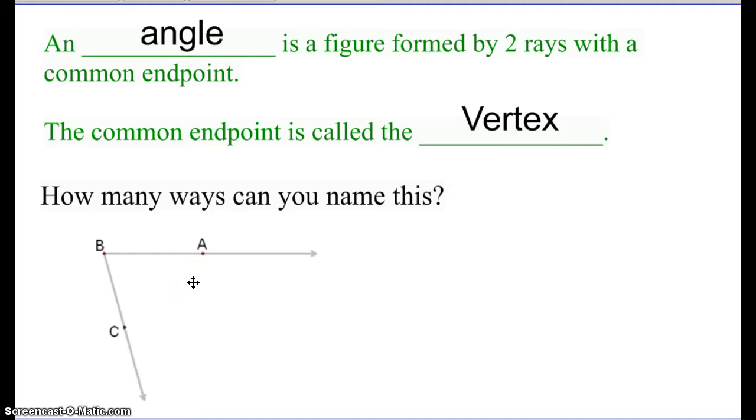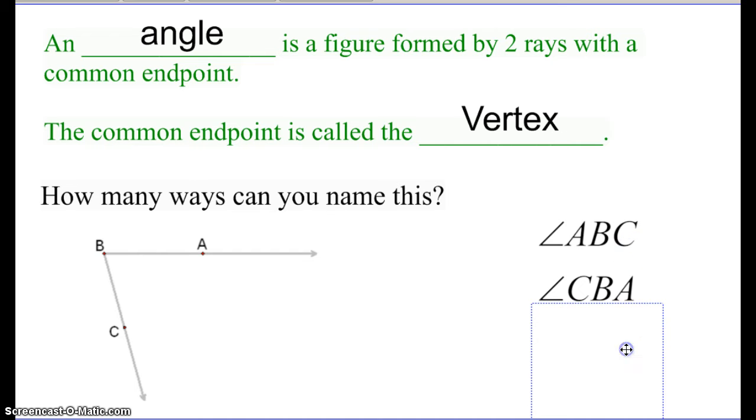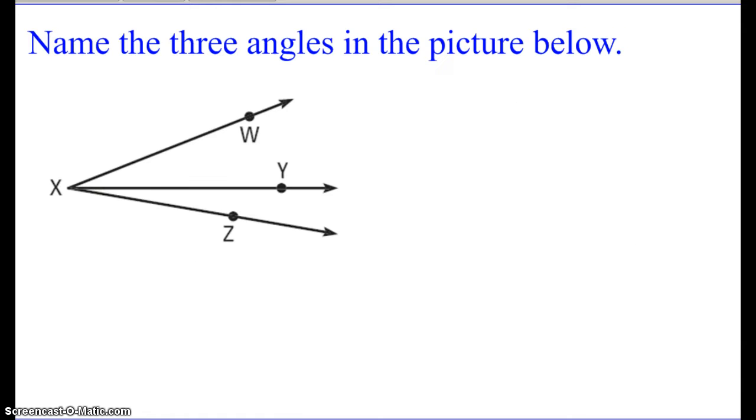And since this angle is all by itself, not connected to any other angle, you are allowed to name this angle angle B. So the three ways we can name it are angle ABC, angle CBA, and angle B. And please note, you'll see here that you need the angle symbol in front of the letters. So let's go to this slide.